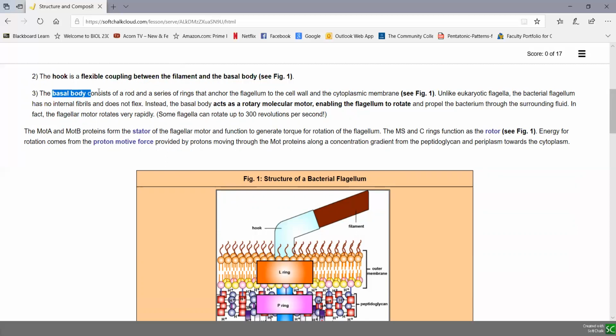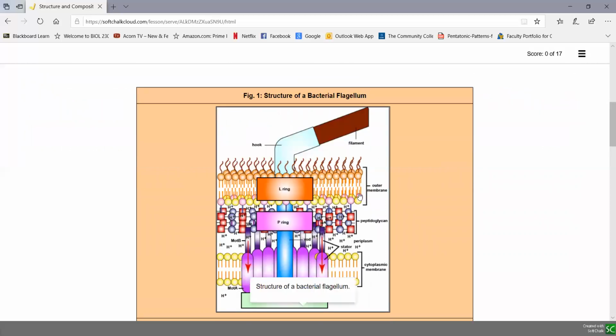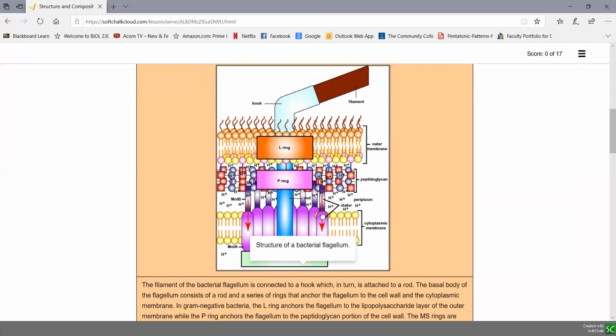The basal body consists of a rod and a series of rings that anchor the flagellum to the cell wall and to the cytoplasmic membrane, as we see in the illustration. For example, in this gram-negative, the L ring stands for the lipopolysaccharide in the outer membrane. That anchors it to the outer membrane. The P ring anchors it to the peptidoglycan, and here's the rod running through, and that connects to the actual motor part down here at the bottom.